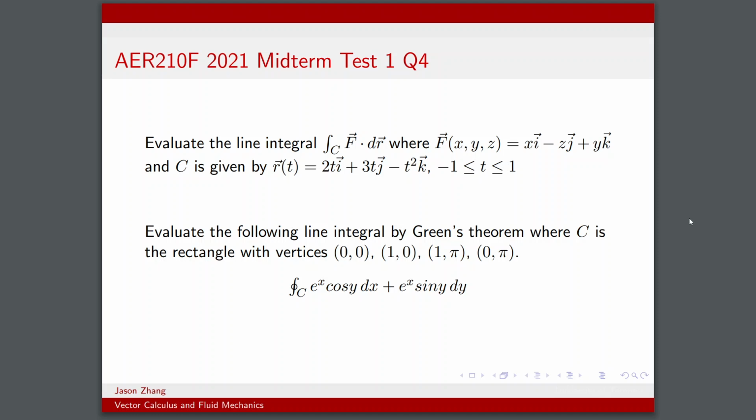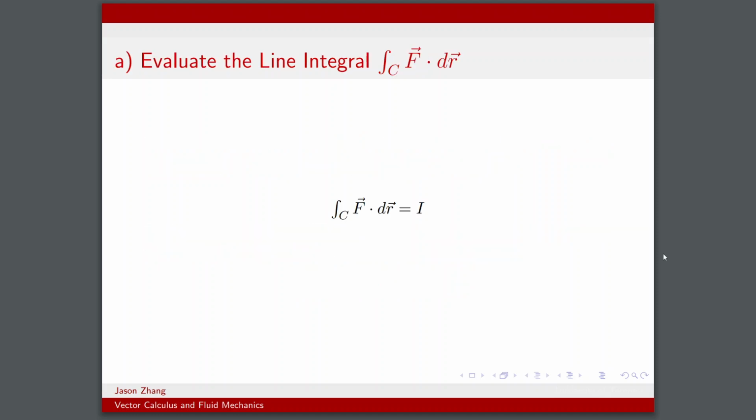And in the second part of the question, this is completely unrelated to the first part. We're asked to evaluate this line integral, but we're asked to use Green's theorem, and C is given to be a closed loop defined by a rectangle with vertices (0, 0), (1, 0), (1, π), and (0, π). So as you can see, the differences in these two questions, obviously in the first one we have a vector field and it's an open loop, whereas in the second part of the question we have a closed loop and we don't have any vectors involved.